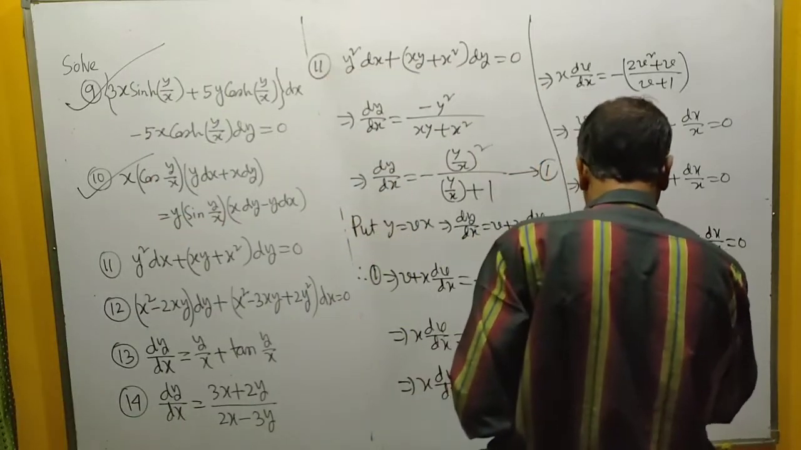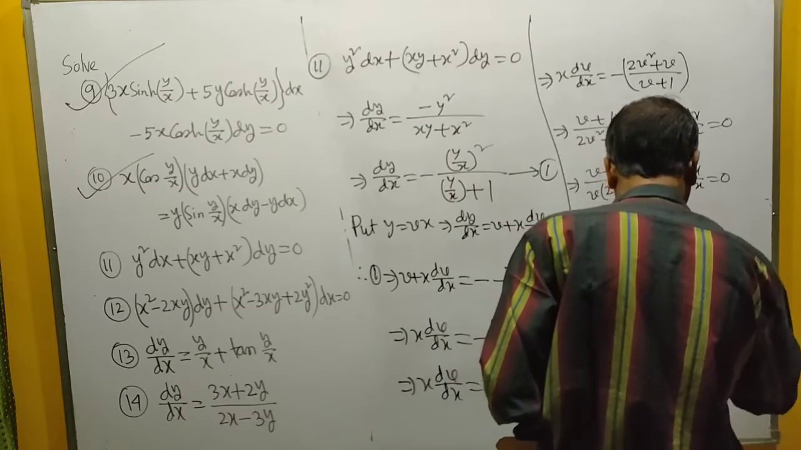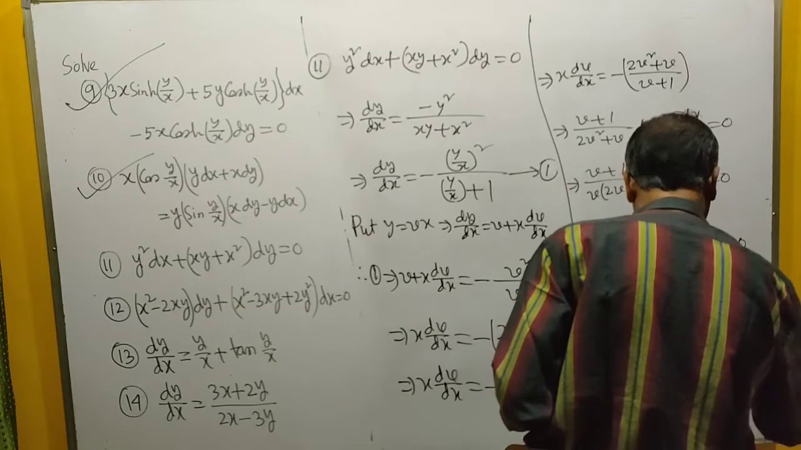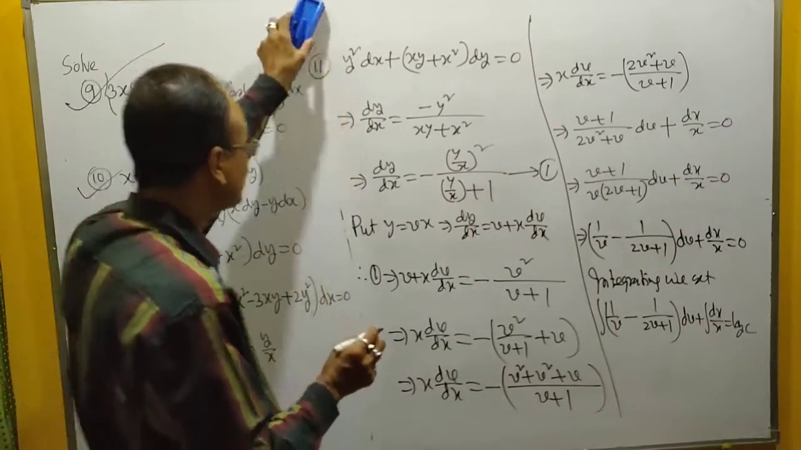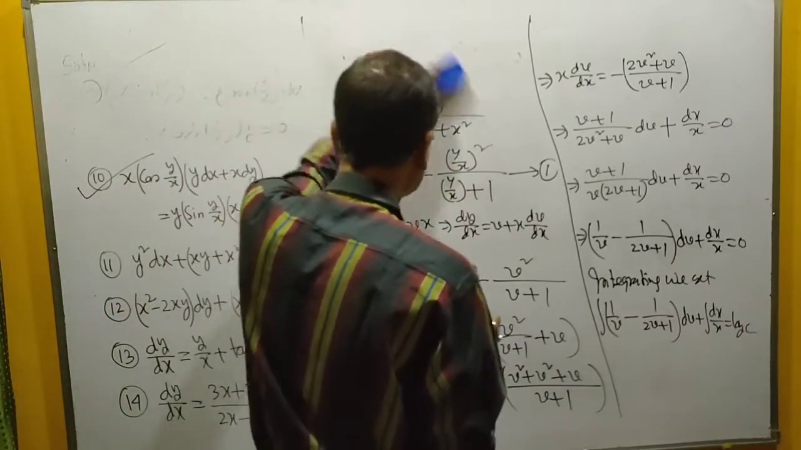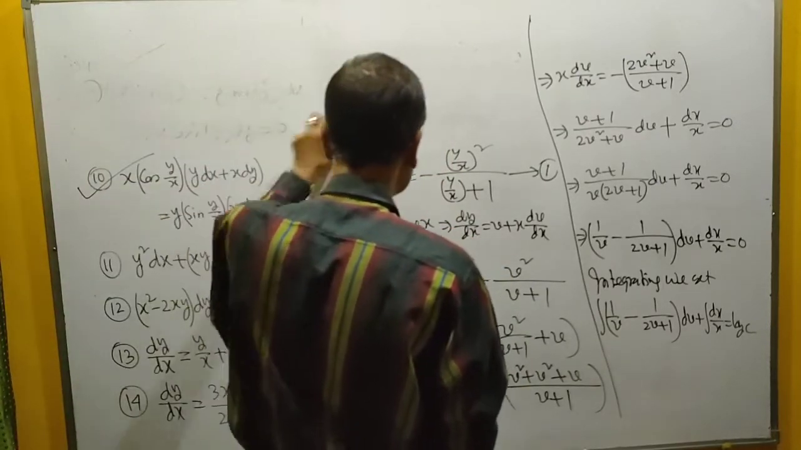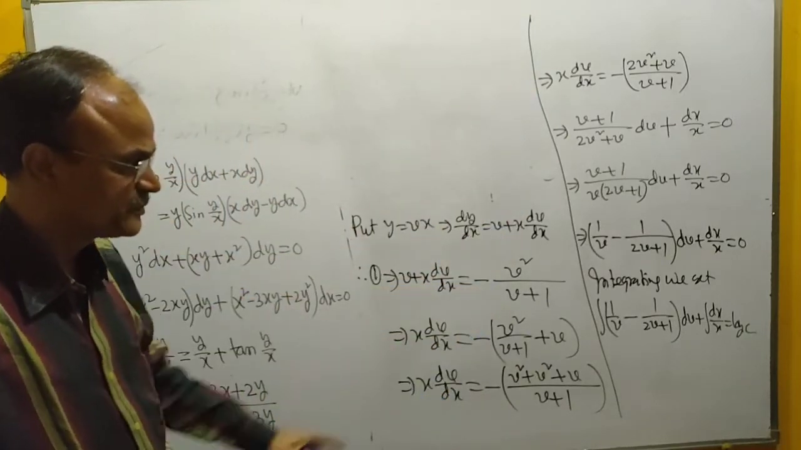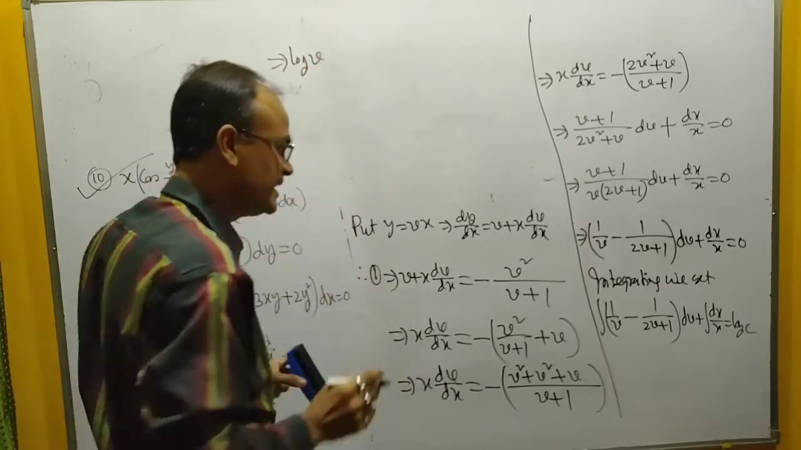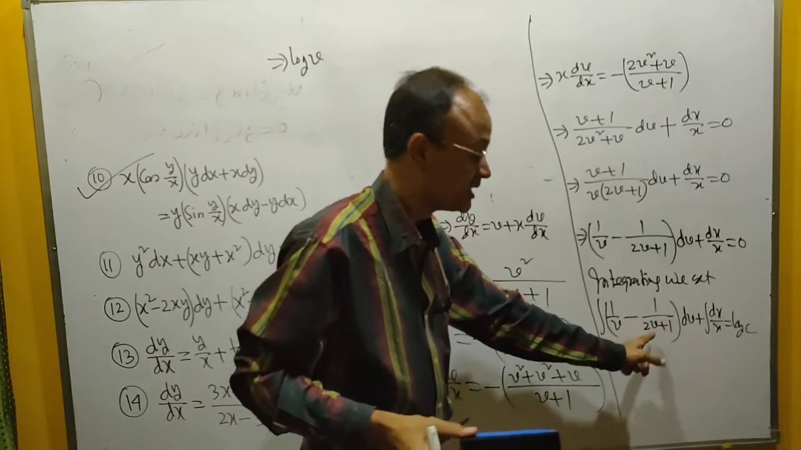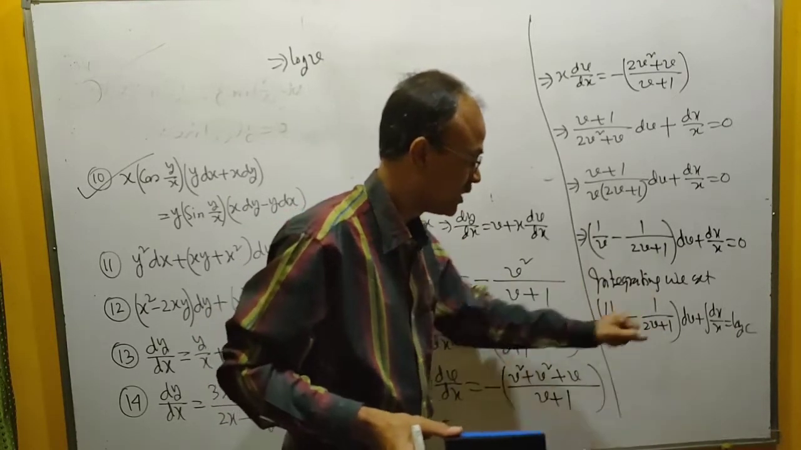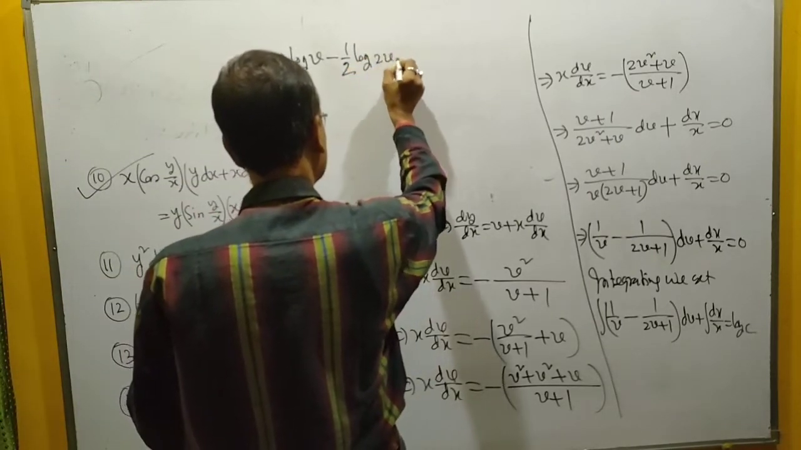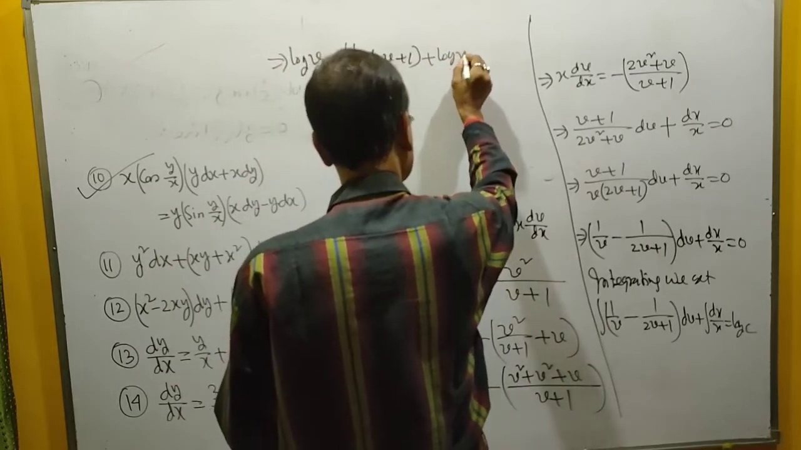Now integrating we get integration of 1 by v minus 1 by twice v plus 1 dv plus dx by x equal to log c. Log c is the constant of integration. This means log of v. What is the integration of this? Differentiate twice v plus 1, you will get 2. But it is 1, therefore you will get minus 1 by 2 log of twice v plus 1 plus log x. This is equal to log c.